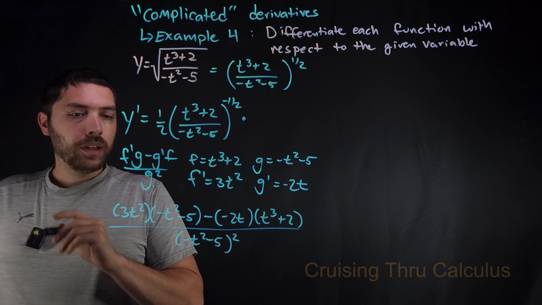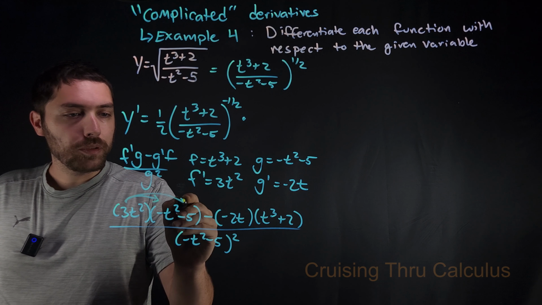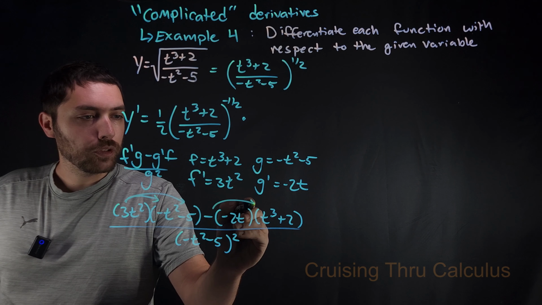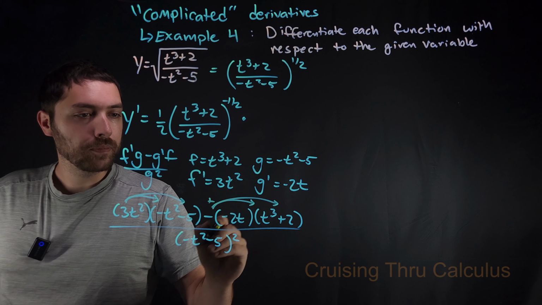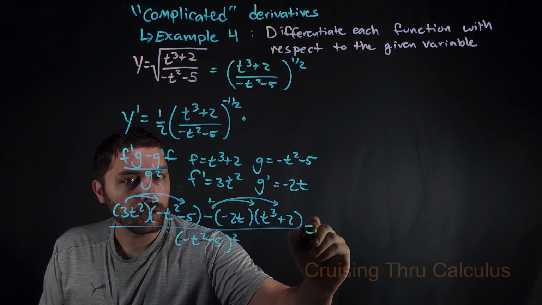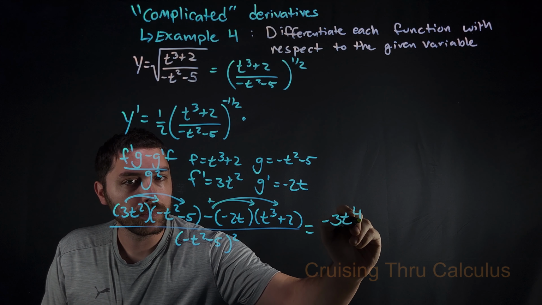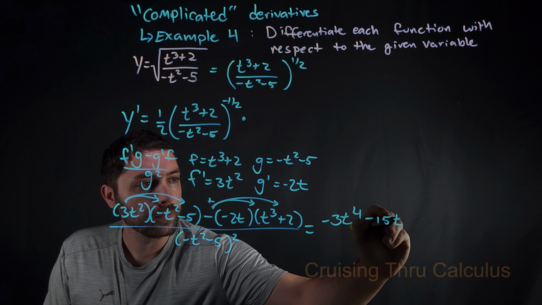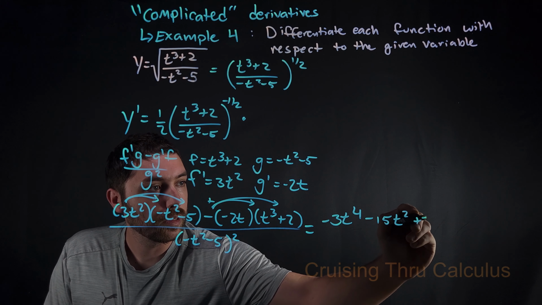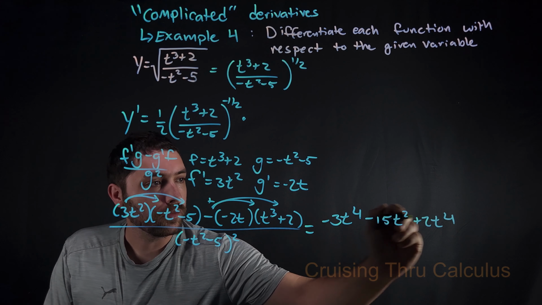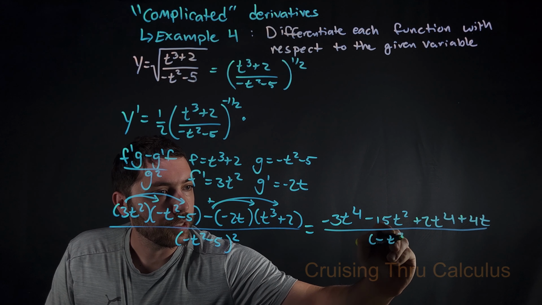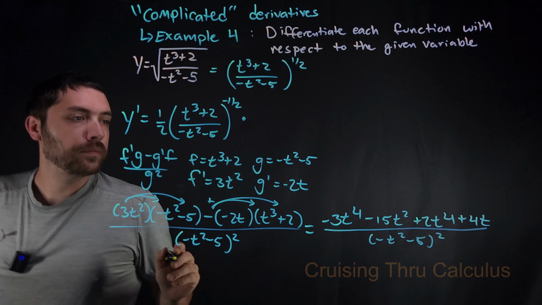Like that. All right, next, let's go ahead and distribute here and see if anything combines. Now over here I see a negative and negative, so that's going to be a positive when we distribute that, so let's remember that. All right, let's see what we get here. We're going to get negative 3t to the fourth, minus 15t squared. Over here we're going to get positive 2t to the fourth, and then positive 4t. And of course, this is all over (negative t squared minus 5) quantity squared, like that.